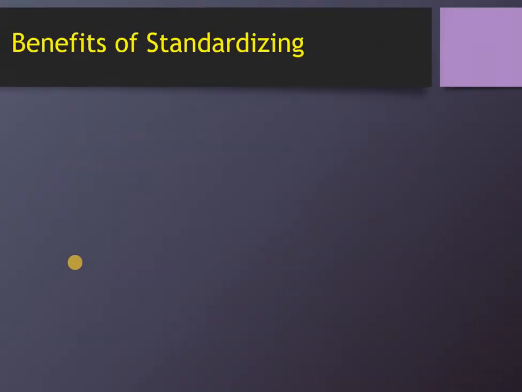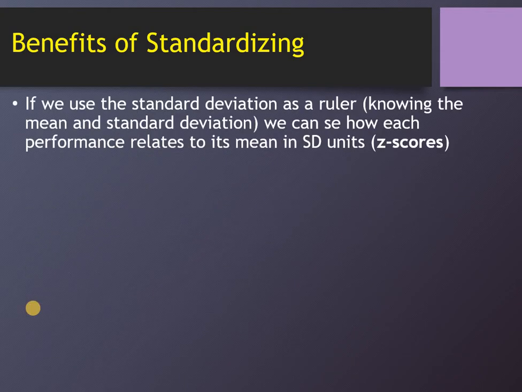So, why the heck are we doing this standardization stuff? Anybody in here in track and field? Cross country? No? You all boring? Lazy? No, I'm in other stuff. You can see how each performance relates to the average.